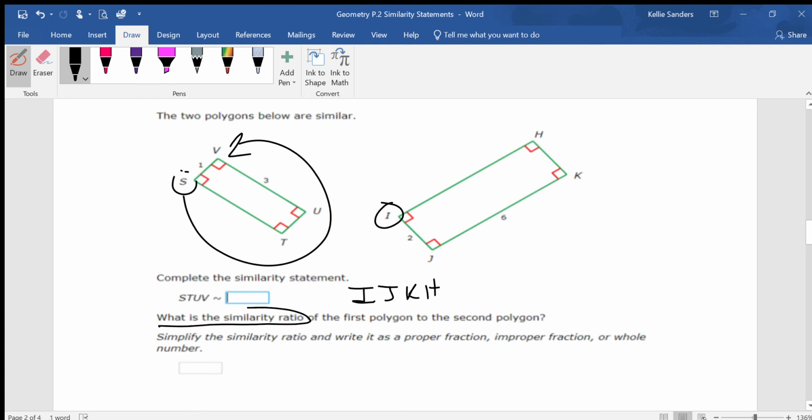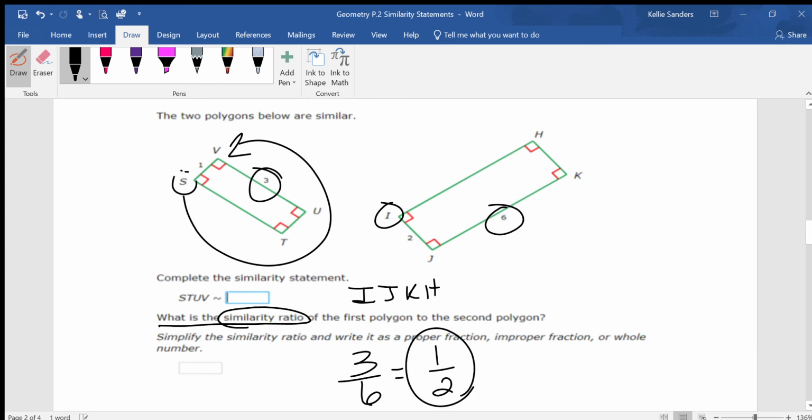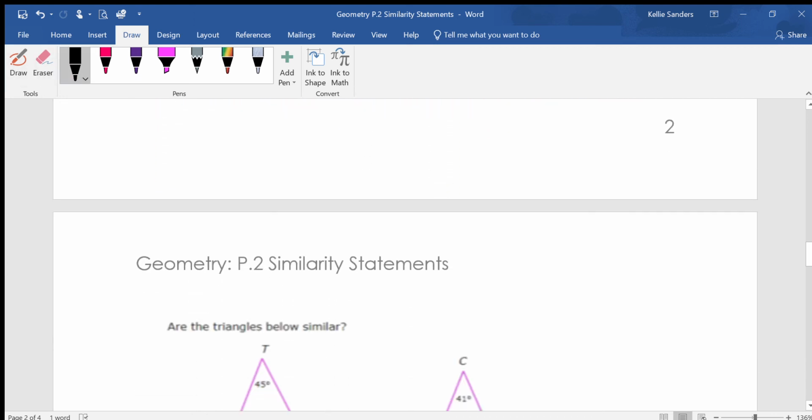What is the similarity ratio? So just like we did on P1, we'd go 3 to 6, bigger to bigger, and then it reduces to 1/2. So the first rectangle is half as big as the second rectangle, is what that is saying. I didn't really say that on P1. I apologize for that.